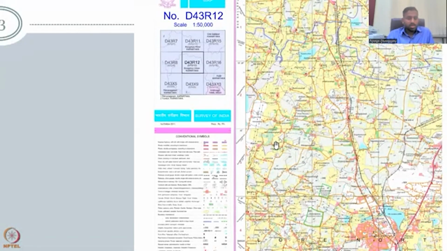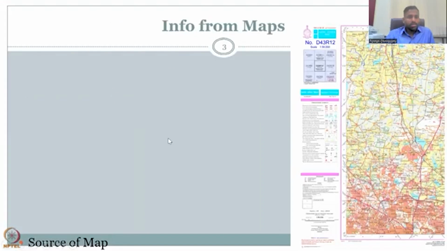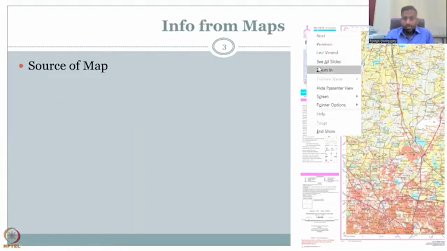So 30 seconds is half a minute, and 60 seconds is 1 minute, and that's how the grid is developed. Okay, so that is one part. And then let's look at the source of the map. The source of the map is given on the top and also on the bottom.